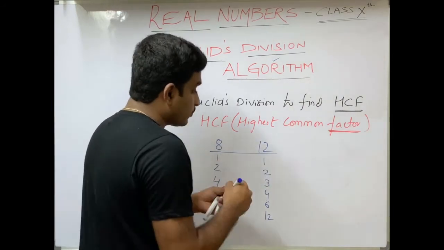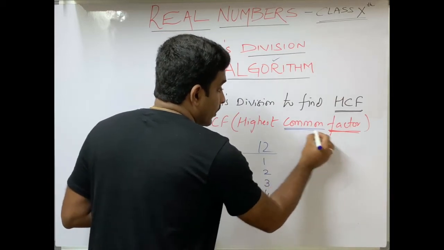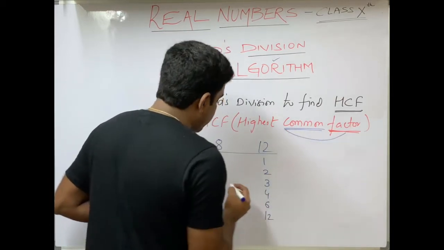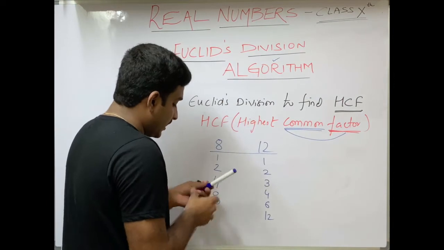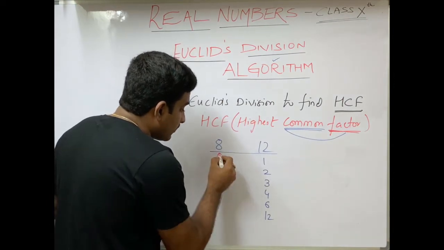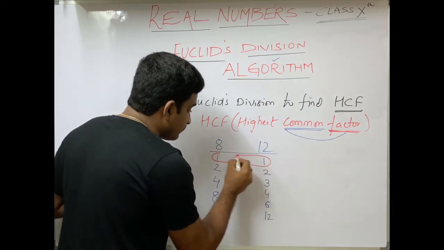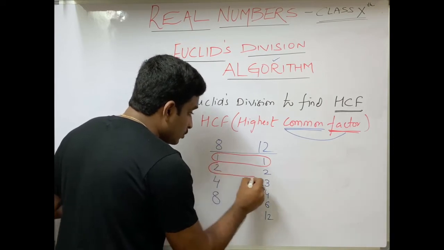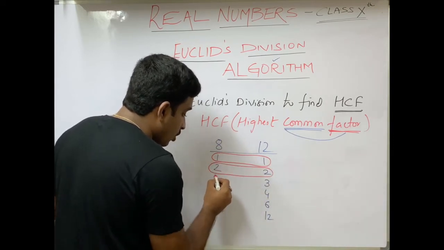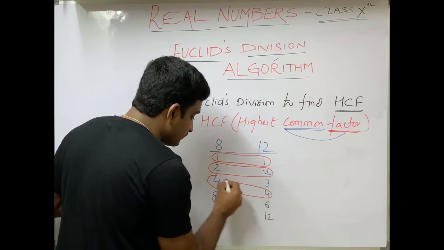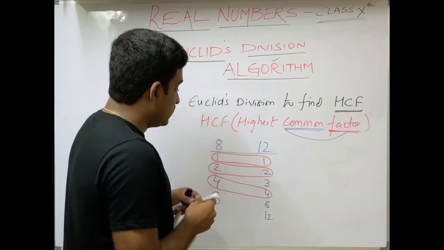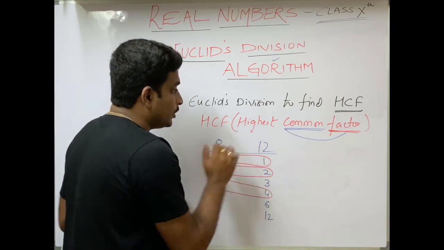Now comes the next point, called common. When we read common factors between 8 and 12, the first common factor is 1, the next is 2, and the next is 4. There is no other common factor. These are the common factors between 8 and 12.